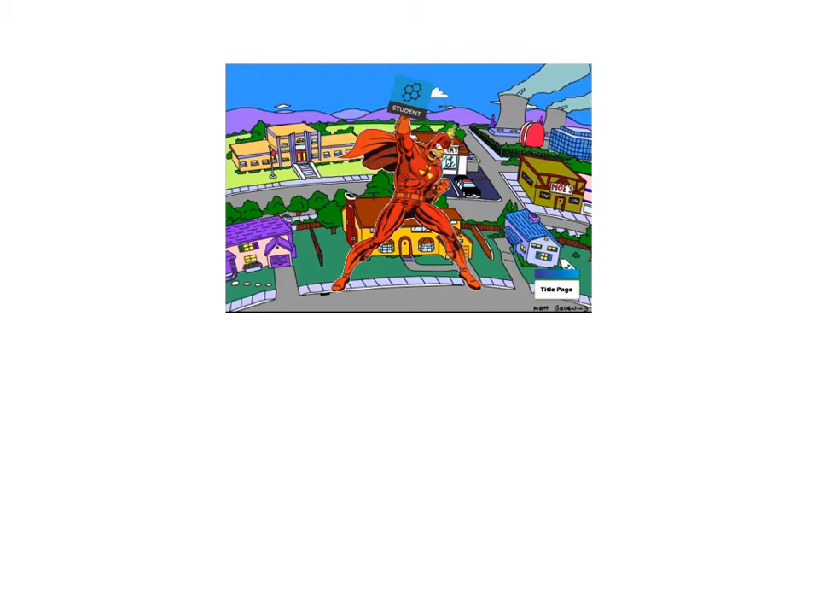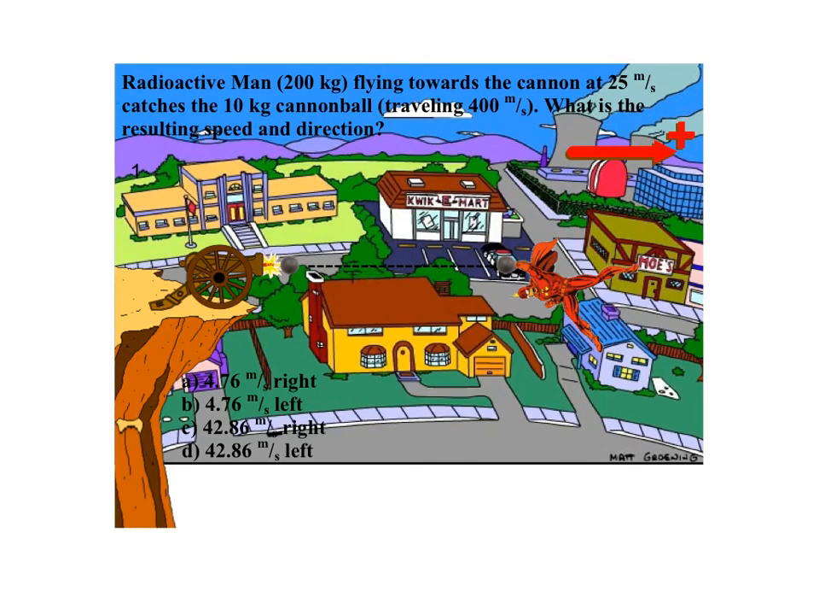Okay, let's try another practice example. So in this one, we have radioactive man at 200 kilograms flying towards a cannon at 25 meters per second, catching a 10 kilogram cannonball traveling 400 meters per second back at it. What's the resulting speed and direction?